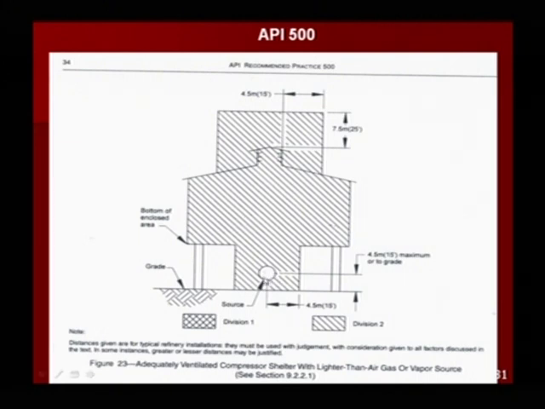Okay, so here we have a source. This is a leak source, let's say. We've got this in an adequately ventilated compressor shelter with a lighter than air gas or vapor source. This is straight out of API 500. The actual space around it is a Div 2 area, and we have a Div 2 area around the top of it. Remember, this is a lighter than air gas or vapor source, so this whole area inside here is a Div 2 area. Down here at grade, if there was a sump area, you'd have a Div 1 area. But if there's no sump, then you don't have a Div 1 area.